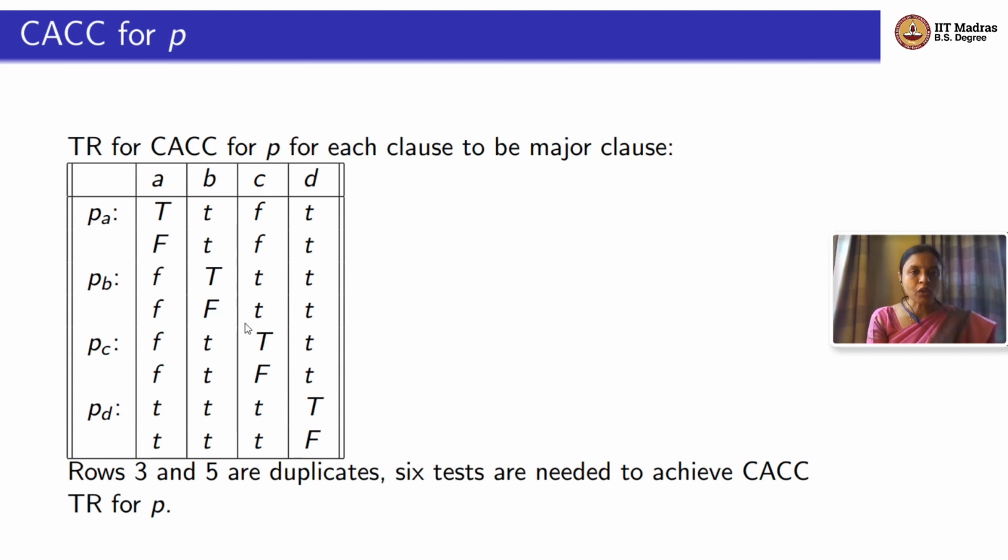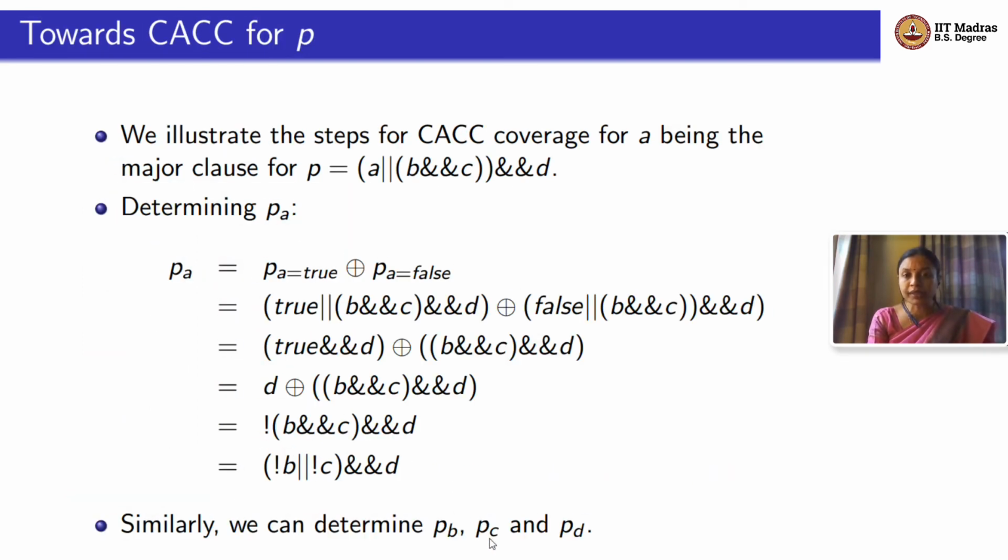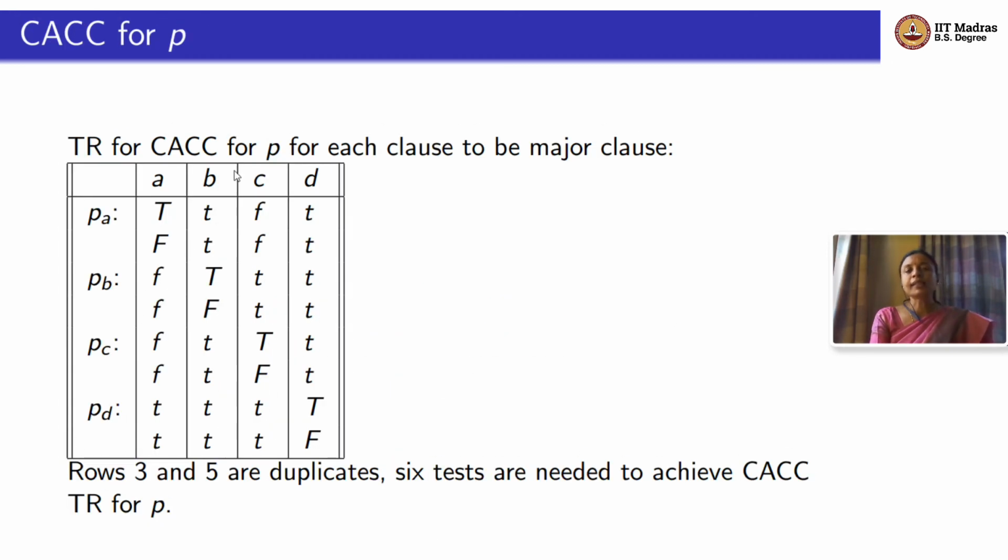Then you do the usual check of pruning the test cases, avoiding duplicates. Here row number 3 and row number 5 are one and the same. So merge them and then you will need 6 test cases for correlated active clause coverage for the predicate P, where each clause takes turn to be the major clause. This will involve some work which I've skipped. I hope that you will be able to complete. So you have to determine PB, PC, PD, write out the truth table, identify these rows, and this final table will summarize the test requirements for CACC for the predicate P.